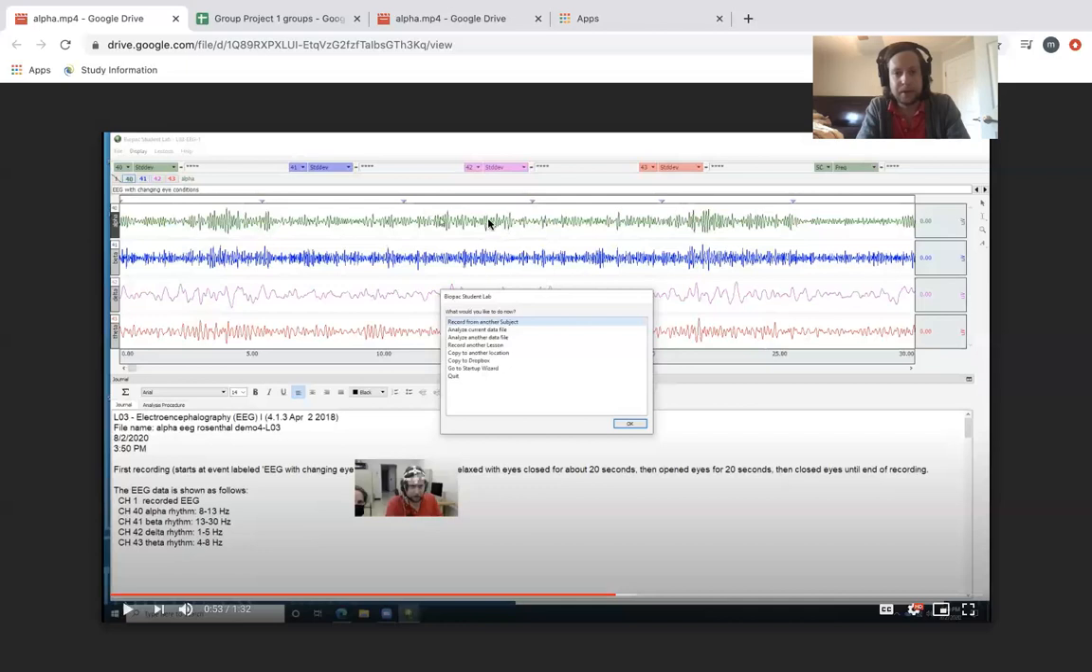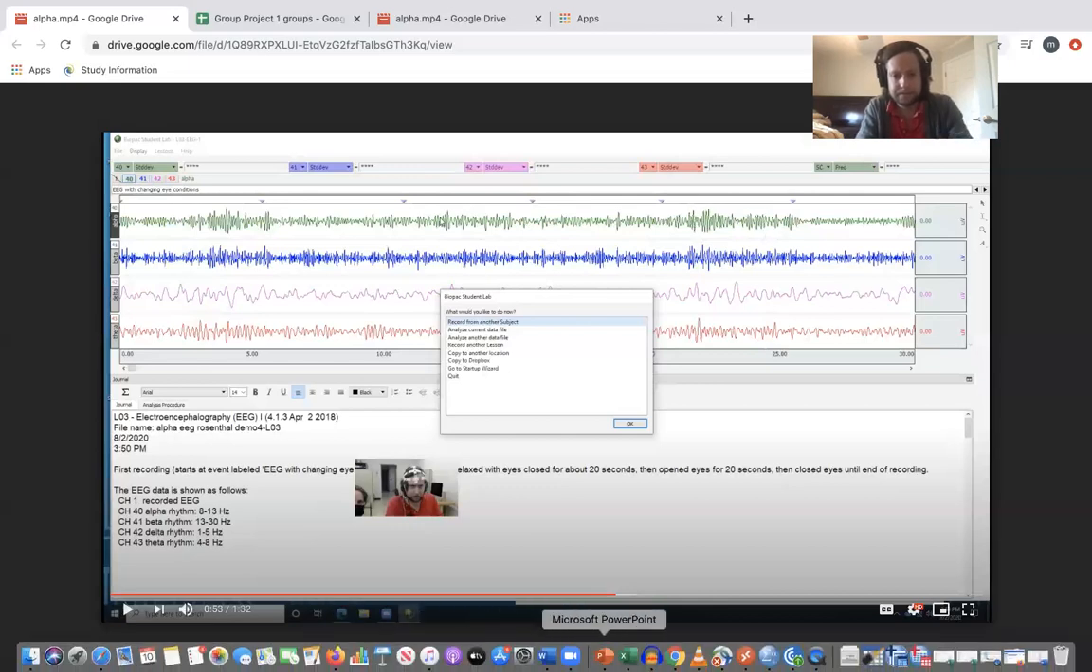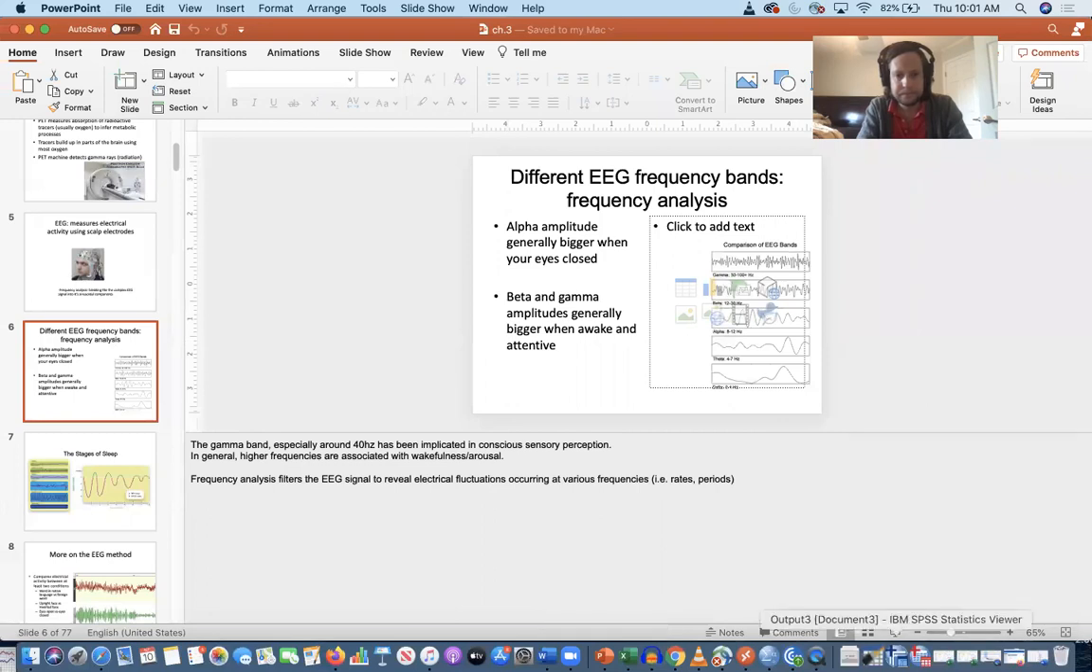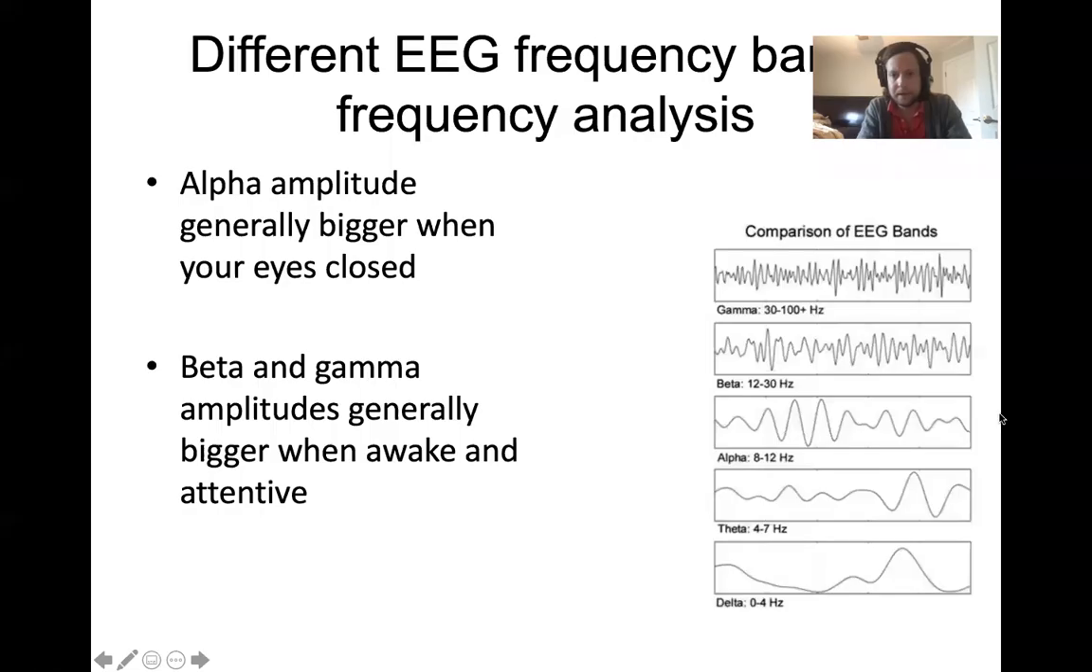Here is when my eyes were closed, and you can see the traces are a little bit taller here. My alpha amplitude increased when my eyes were closed. Once again, I open my eyes, the alpha amplitude gets smaller again. And then I close my eyes again, and the alpha amplitude increases. And remembering that alpha amplitude is kind of a medium frequency.